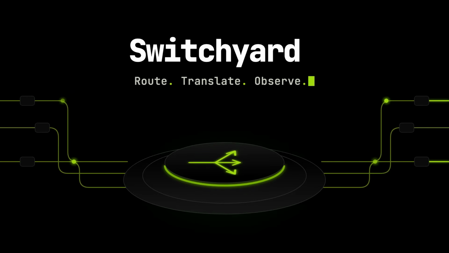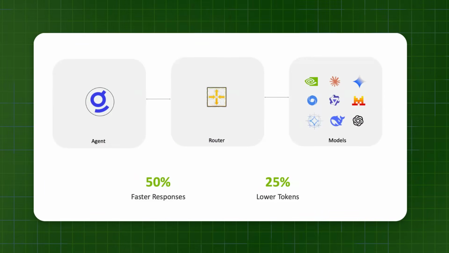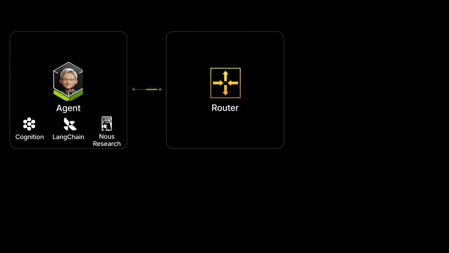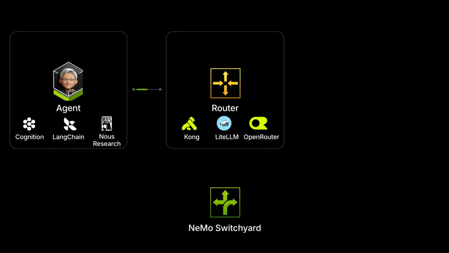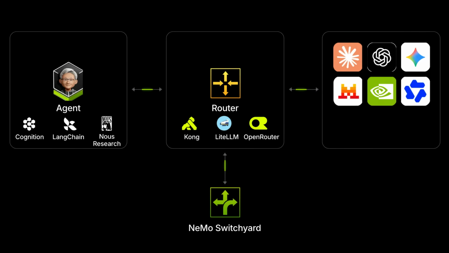And this is Switchyard. And they're claiming that this basically, with combining open and proprietary models, can get you 50% faster responses and 25% better token efficiency. So this is an open source model routing library here. And what it actually lets you do is sit between your agent and the models, and then it decides which model gets used for which call from your agent.